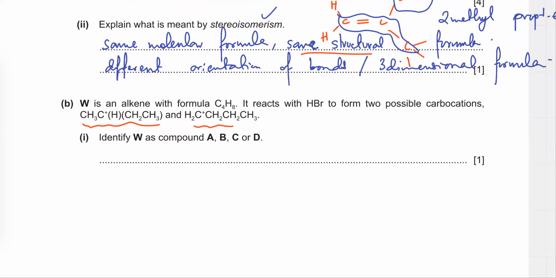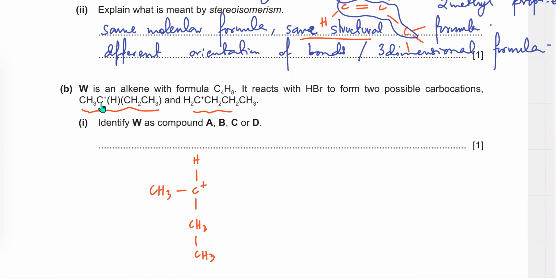Let me draw the carbocation. It is CH3, and right next to it there's a carbon with a positive charge, and that carbon has an H, and it's got a CH2 and a CH3 as well. So that shows that the 4 carbon atoms must be in a straight line.